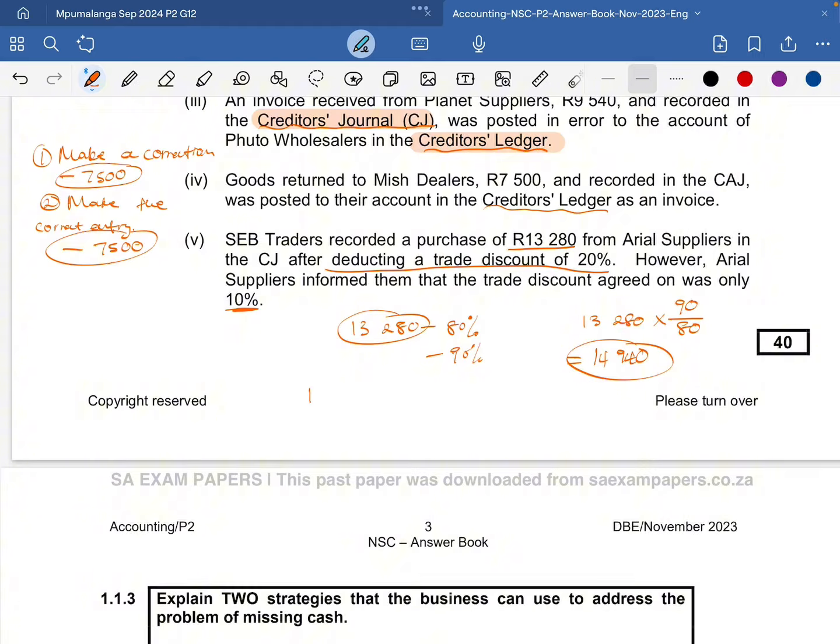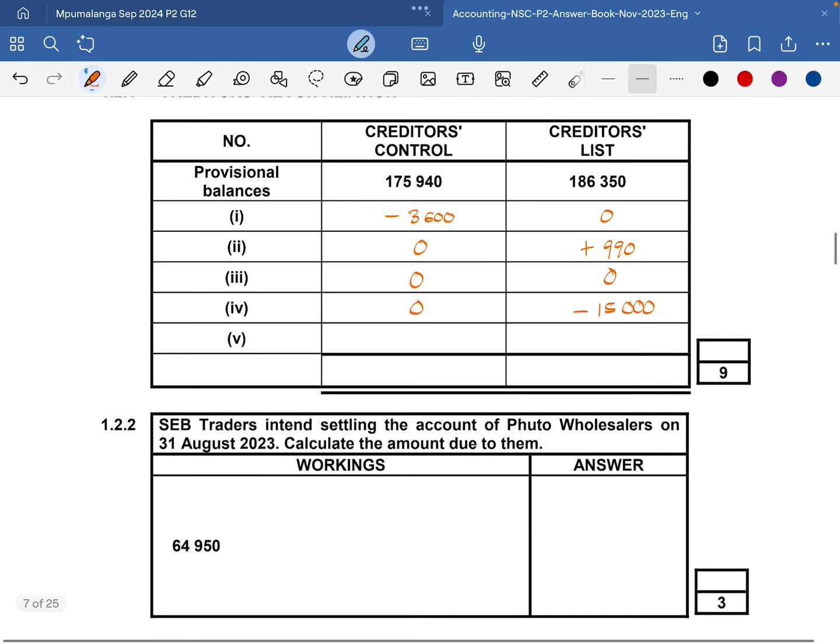So what we're going to do, we're going to take the 14,940 minus 13,280. Okay, we are accounting for the difference between those two amounts. That's then 1,660. So we're going to increase what we owe them by 1,660. Now remember that this affects both our creditors control and the creditors list because this was recorded in error in both accounts. Okay, so we're just going to quickly determine what we have as a total on the creditors control.